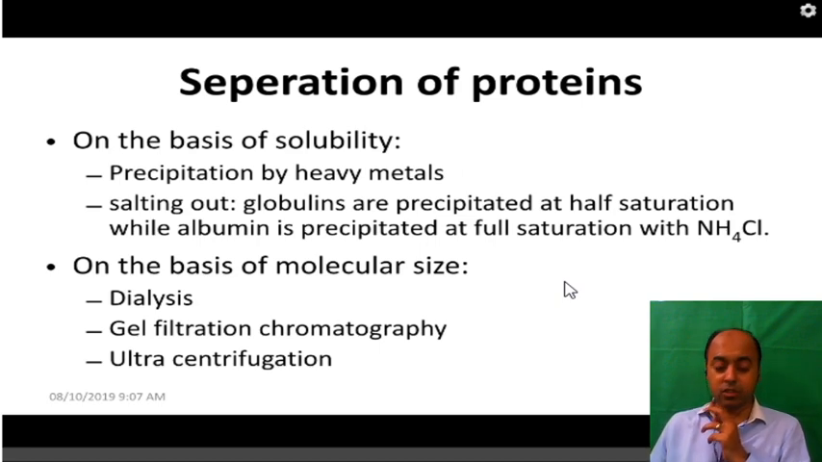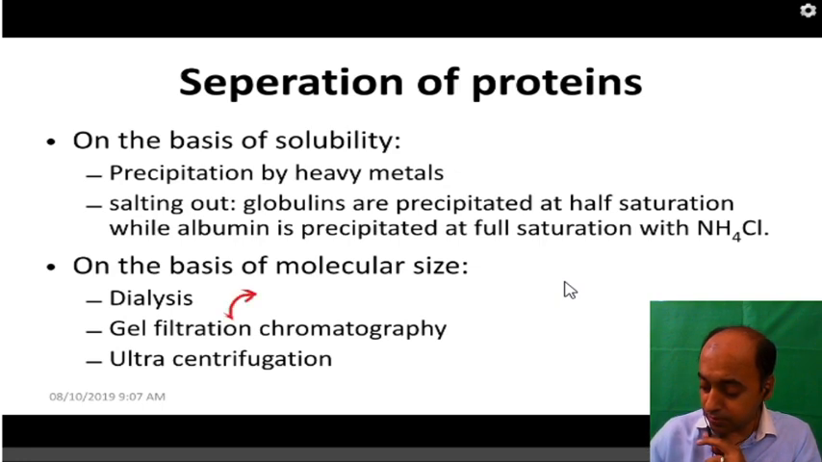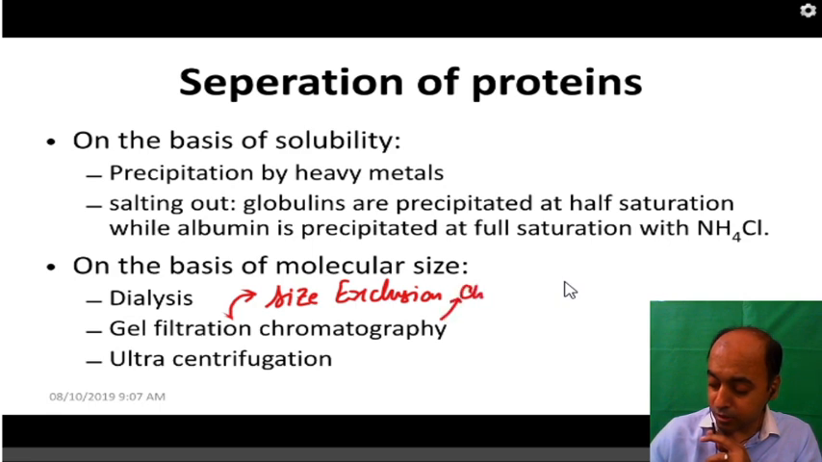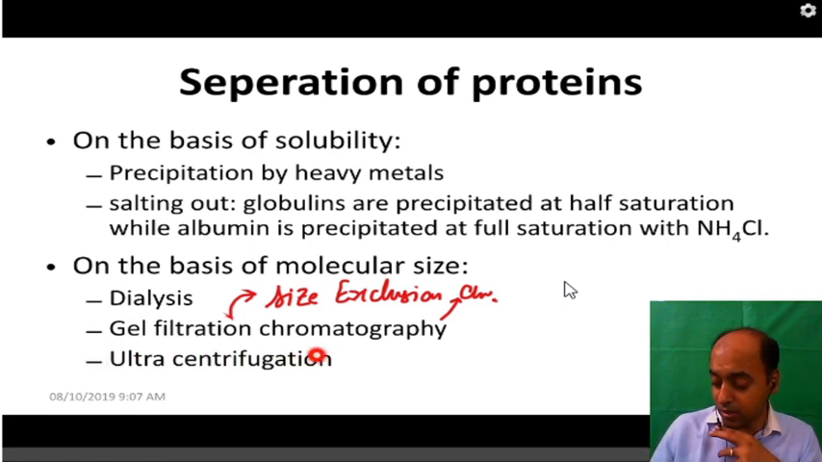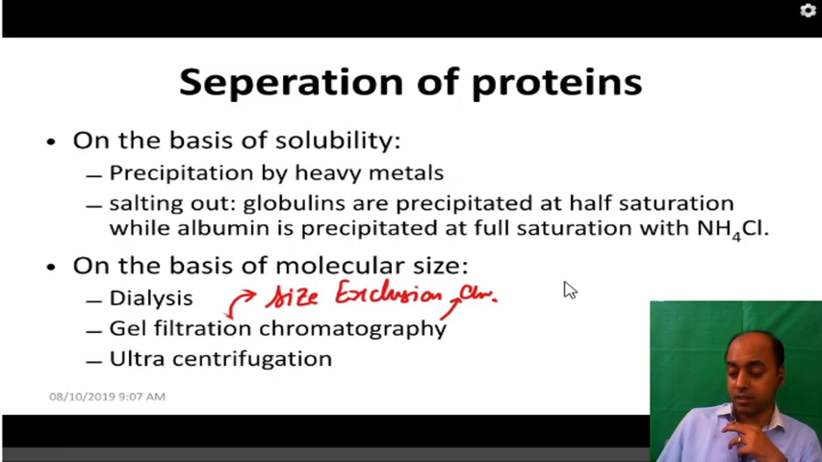Then we shifted to separation on the basis of molecular size. For example, dialysis in patients, we are doing it on the basis of molecular size. The gel filtration chromatography, also known as the size exclusion chromatography. And lastly, we can have the ultracentrifugation.